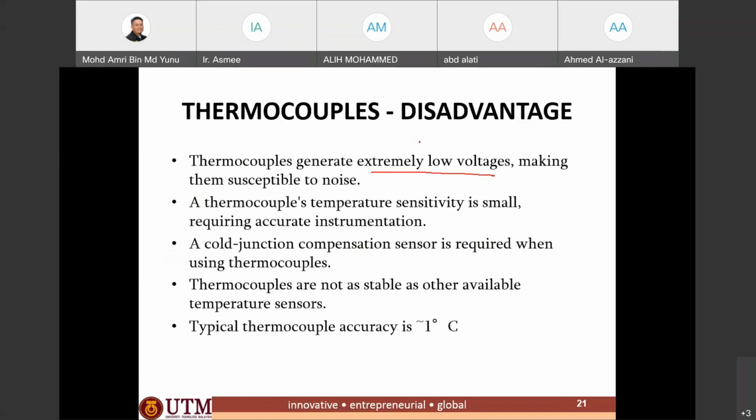Some of the disadvantages listed here are that thermocouple output is relatively low voltage, in the range of millivolts. Perhaps the highest level it can reach, so it is susceptible to noise. So some signal conditioning or filtering must be made to estimate the value of the thermocouple. The thermocouple temperature sensitivity is small, usually in the level of micro or millivolt per degree Celsius. It's quite small.